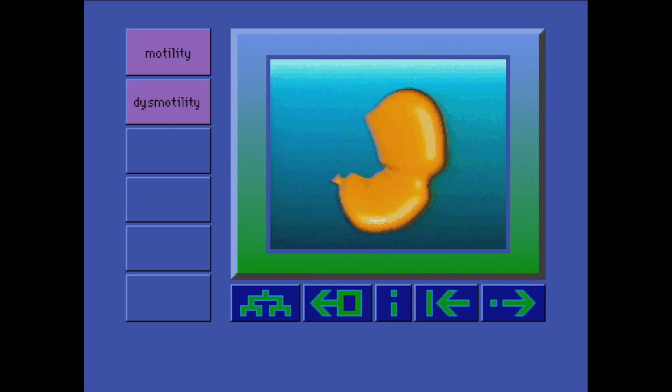Welcome to this medical education program, which focuses on stomach motility, dysmotility, and its clinical implications. To explore the program, you are invited to press the left-hand side buttons, which allow you to choose the subjects of interest to you. Your first choice, the highest menu, is between normal motility and dysmotility pathology.